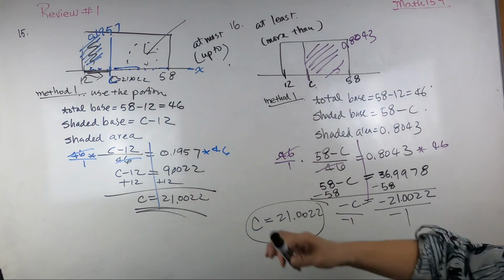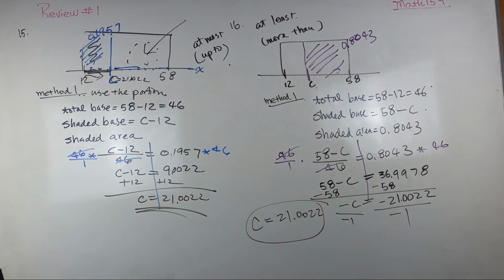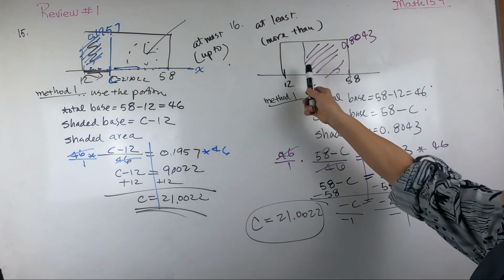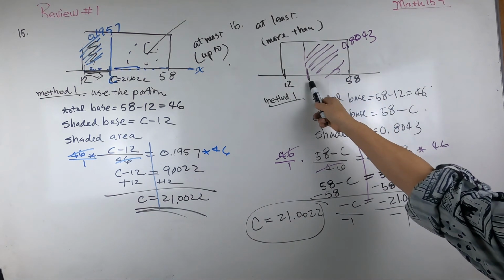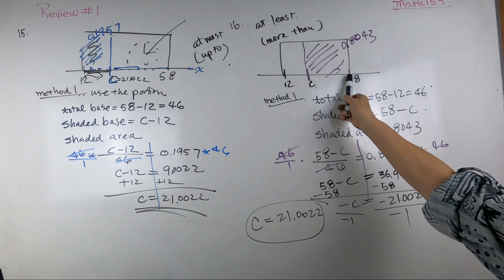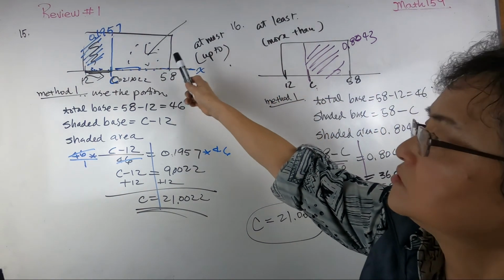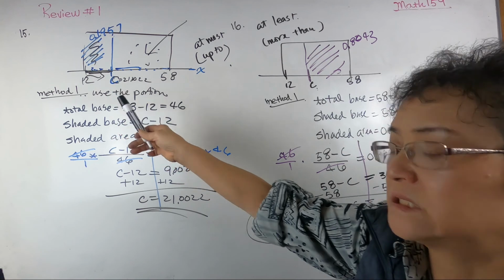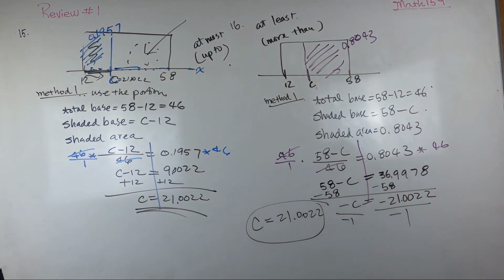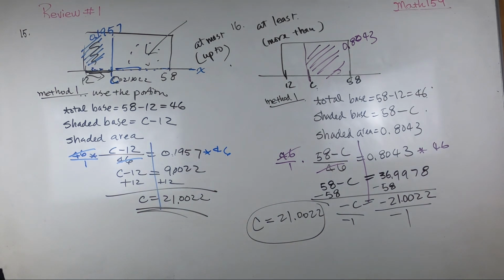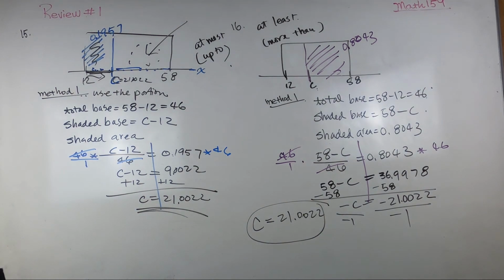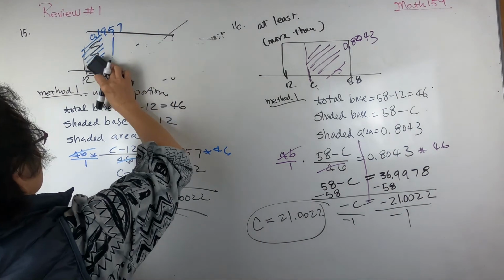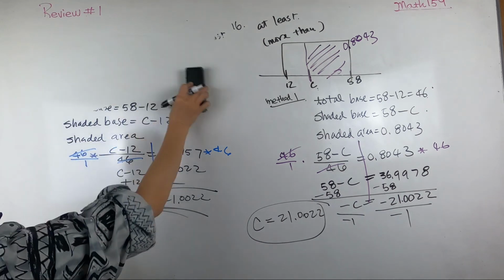You get the same C, but the question is different. One is at least. At least means go beyond. At least here, it's more than, it's this portion. And at the most means what? It's up to that point. So you need to know the comparison. How do we use those words and what do they mean instead? Right?